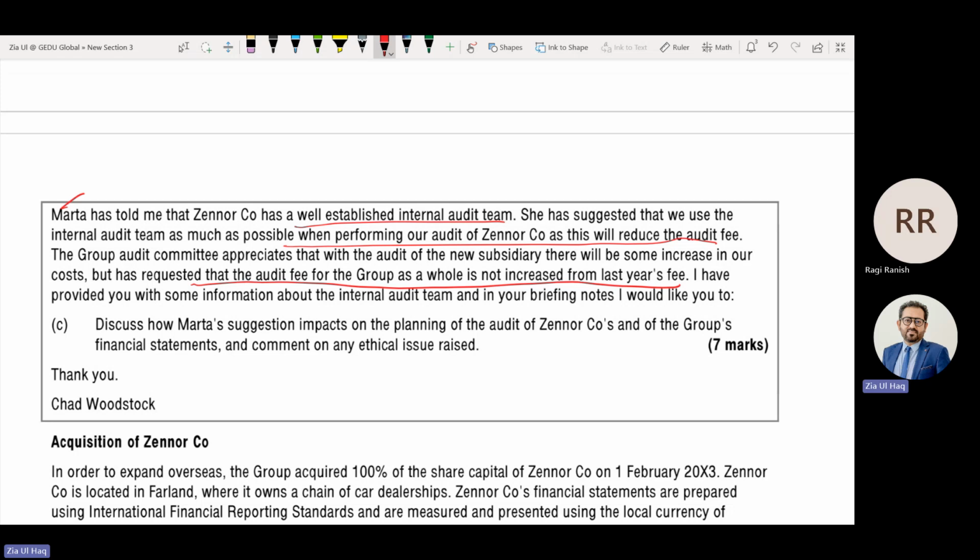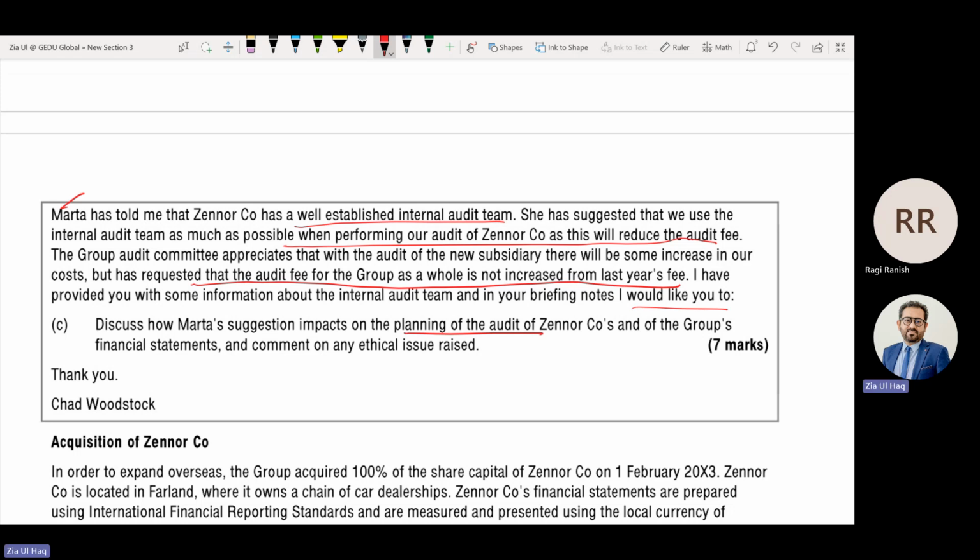I have provided you with some information about the internal audit team, and in your briefing notes, I would like you to discuss how Mata suggests the impact on planning of the audit. We need to discuss, okay, our work could be reduced by relying on the work of the internal audit team, but not the responsibility. That's why whether to rely on his work or not, who should decide? Auditor, while assessing his qualification, competence, experience, reputation.